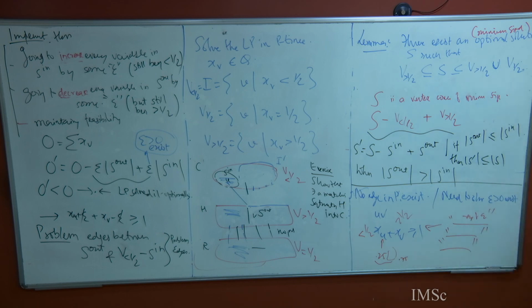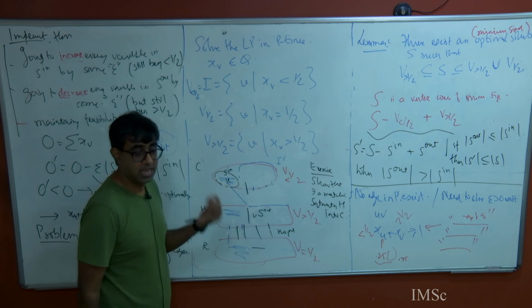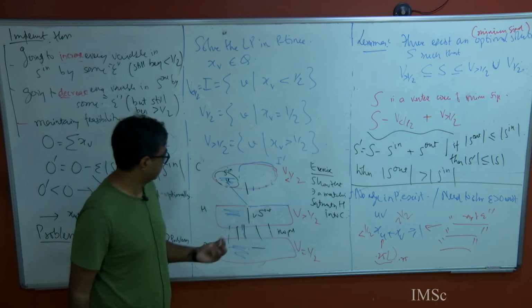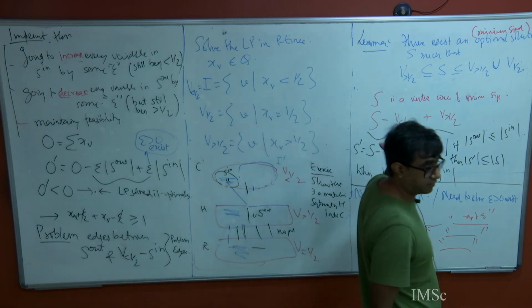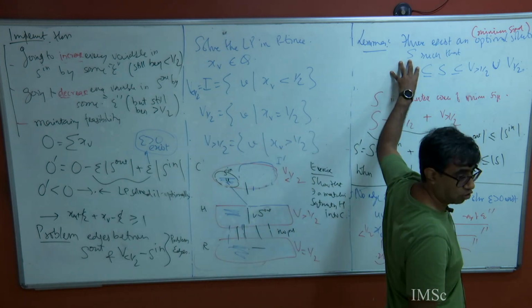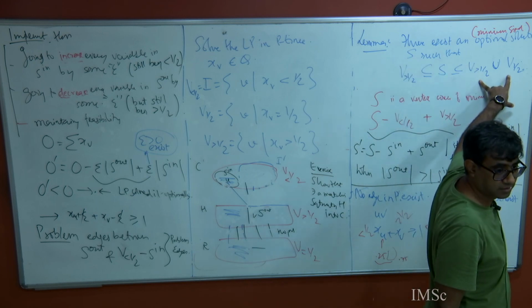That is going to work for everybody. That's it. So this is what tells us that there exists an epsilon which is strictly positive, which we can decrease from S out and increase from S in, and still maintain feasibility. And this epsilon is strictly greater than 0. Okay, all good? So then we are done, right? What we have shown is that there exists an optimum solution that contains all of this, and it is contained inside this.